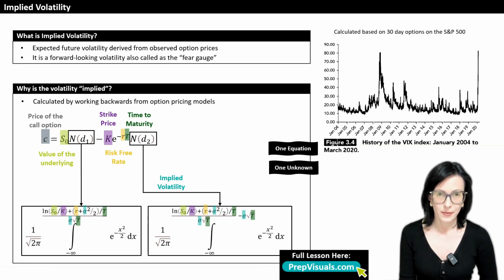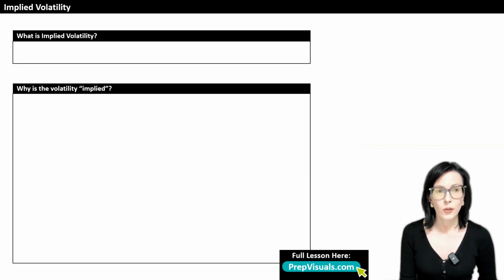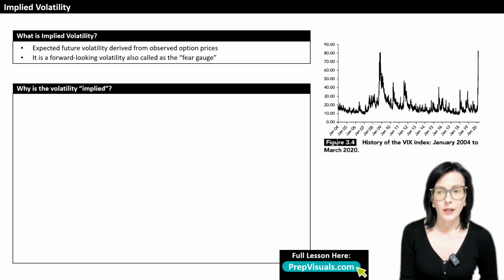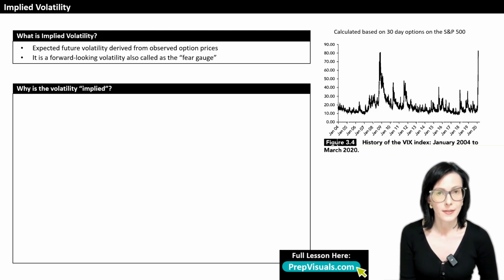So let's get started. First of all, what is implied volatility? Implied volatility, as you can see over here, is the expected future volatility derived from observed option prices. It is a forward-looking volatility, also called the fear gauge. This is what you can see in the curriculum, which is nothing more than the famous VIX index, and the VIX index is nothing more than the implied volatility calculated based on 30-day options on the S&P 500 index.